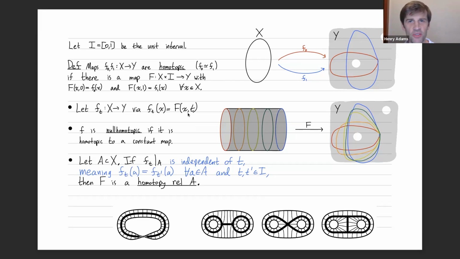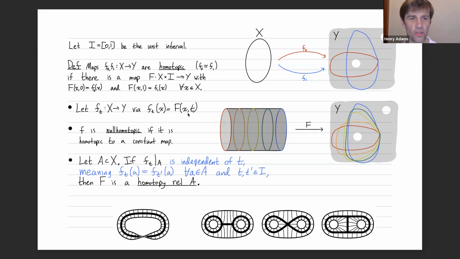All right, some language that will come up later is that we say a map f is null homotopic if it's homotopic to a constant map, a map shrinking the entire space to a point. So in these pictures, neither the map f0 nor f1 is homotopic to a constant map, because I can't shrink them past the hole that they're wrapping around to a single point.